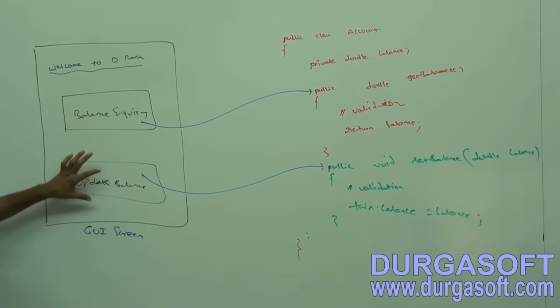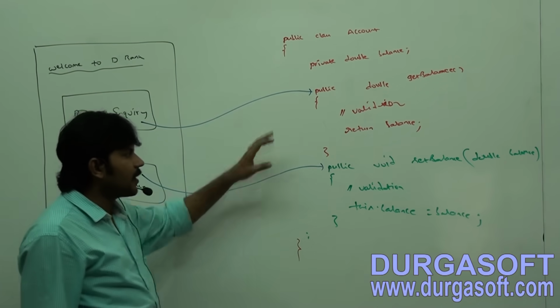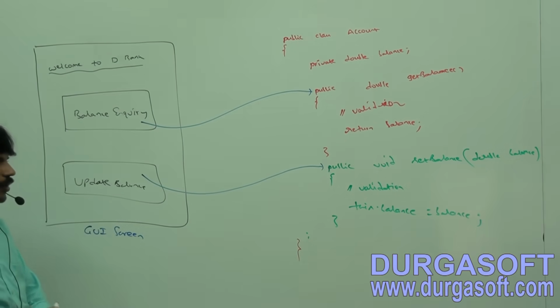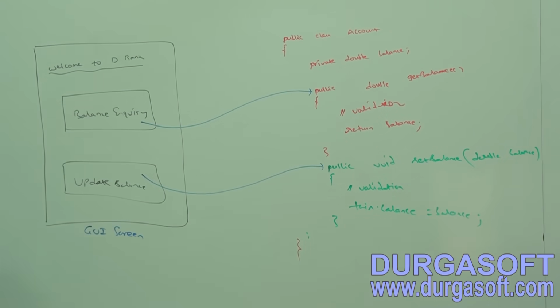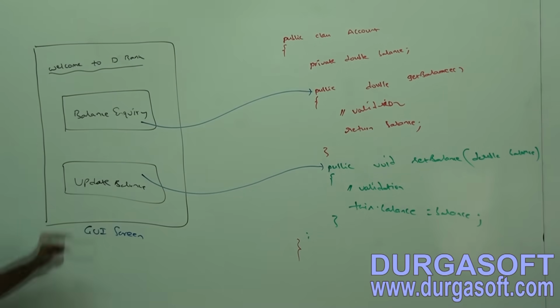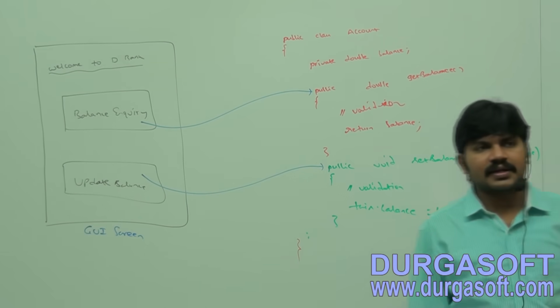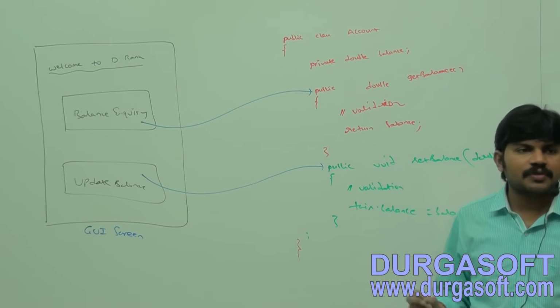Balance inquiry, update balance. Whenever we click balance inquiry, internally getBalance is going to happen. Whenever we click update balance, public void setBalance(double balance) runs: validation, then this.balance = balance. Completed, right? So we get data hiding and abstraction, which is nothing but encapsulation of our services. I don't want to highlight the code directly to the end user; instead, via some interface, via some GUI screens, I want to highlight my set of services.